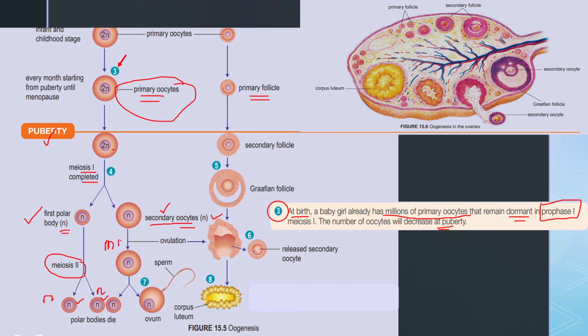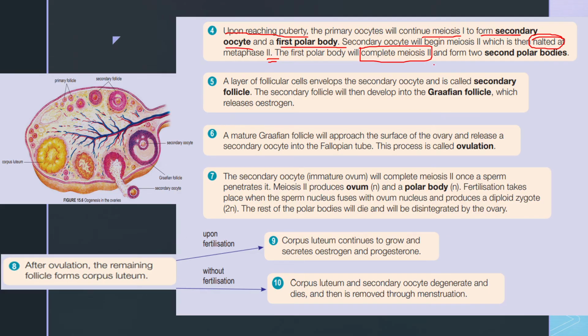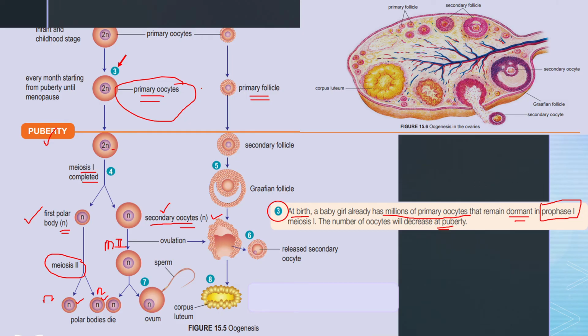Metaphase 2. Stopped. Okay, so next, do not forget to mention also the layer of follicular cells. Okay, with primary oocytes encapsulated by primary follicle, secondary oocytes encapsulated by secondary follicle as they developed. Okay, the names changed because the structure is no longer the same after development.